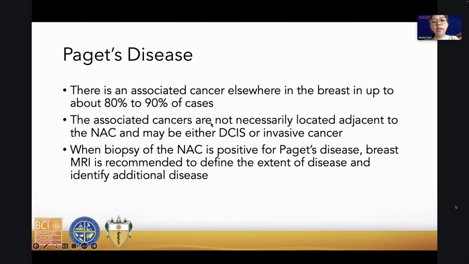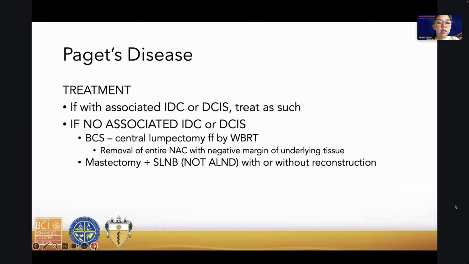And these associated cancers are not necessarily located in the retroareolar area. They may be in other areas, and they may be either DCIS or invasive cancer. So when the biopsy of the nipple areola complex is positive for Paget's, breast MRI is recommended to define the extent and identify additional disease.